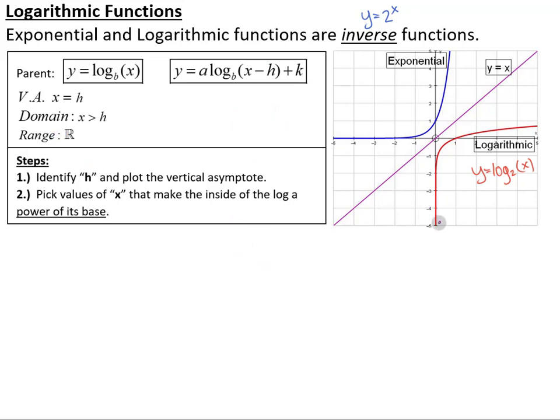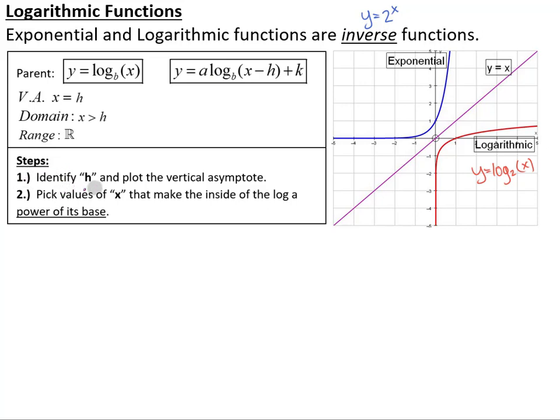The range is all real numbers. This graph does continue up and to the right forever, even though it's very slow, and it does continue down forever. So the range goes on forever. It's like the domain and range got switched between exponential and logarithmic functions. Crazy. All right, steps to graphing.